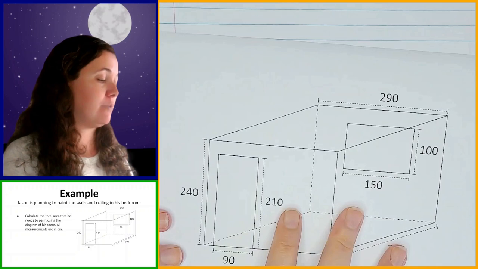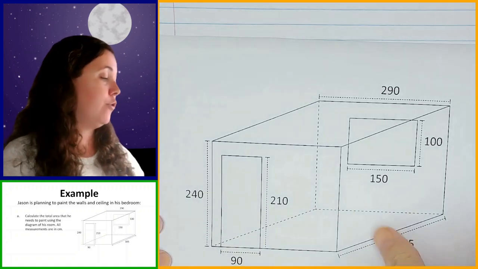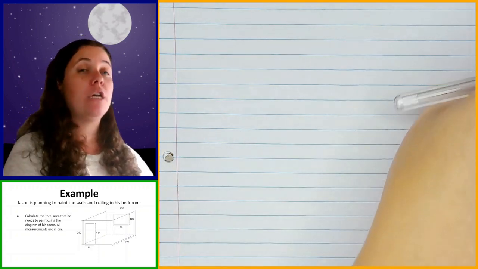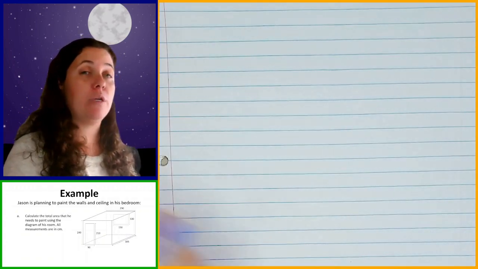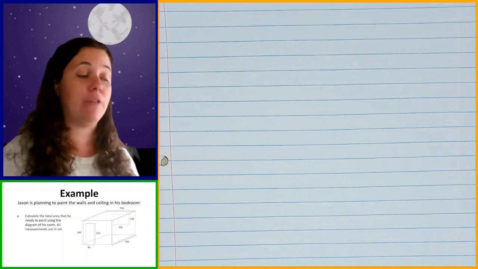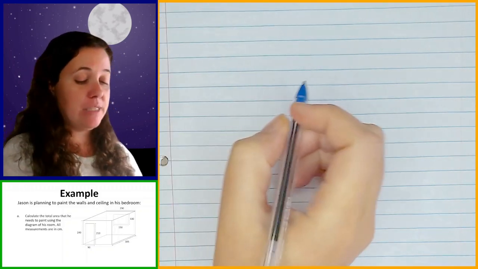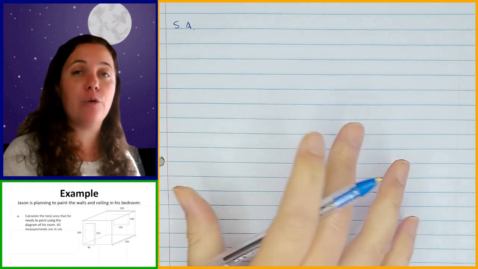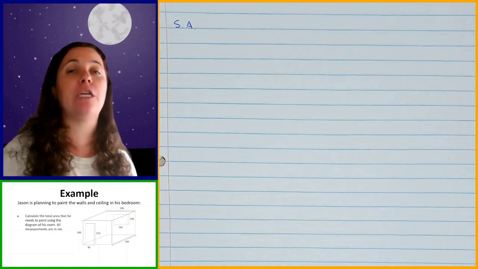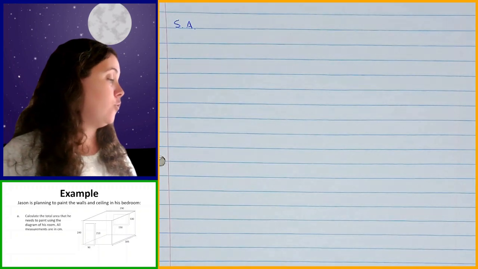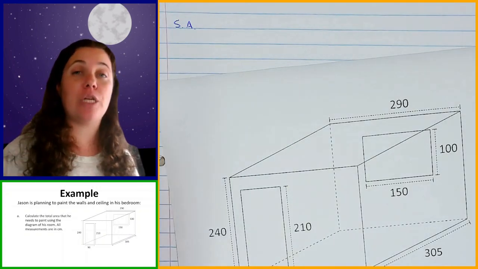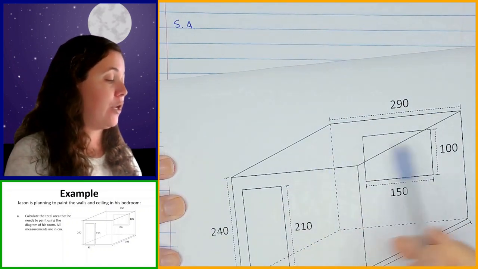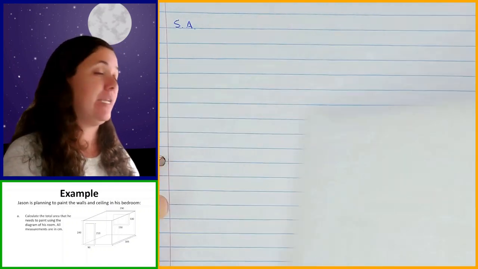So here I've got my diagram of the room that he's painting. Okay, so first, we're working out the surface area because we're working out the area of all the walls and everything that he has to paint. So it's going to be surface area. But it's going to be a little bit different to the surface area questions we've done so far, because we're not doing the surface area of all the surfaces. And also, this isn't external surface area, it's internal surface area, but it still works the same. It still is the area of all the rectangles that we need to include.